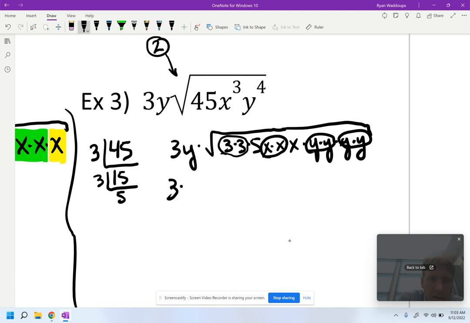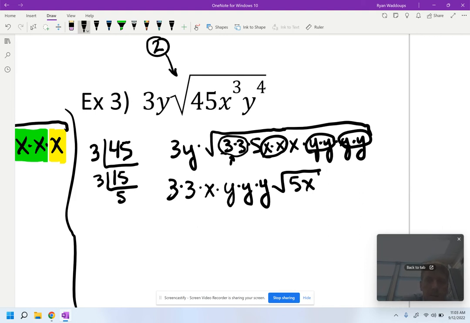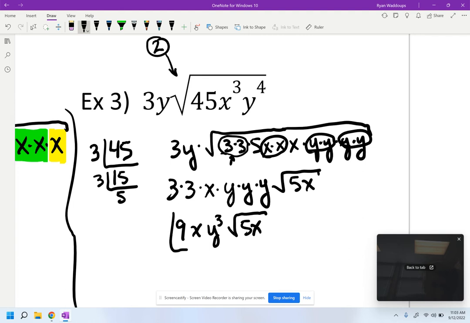So I got 3 times 3 times x times y times y times y. And then under the radical, we're left with 5 and x. And so 3 times 3 is 9, x, y multiplied by itself 3 times, y cubed, times the square root of 5x. And that's the simplified form of this radical.